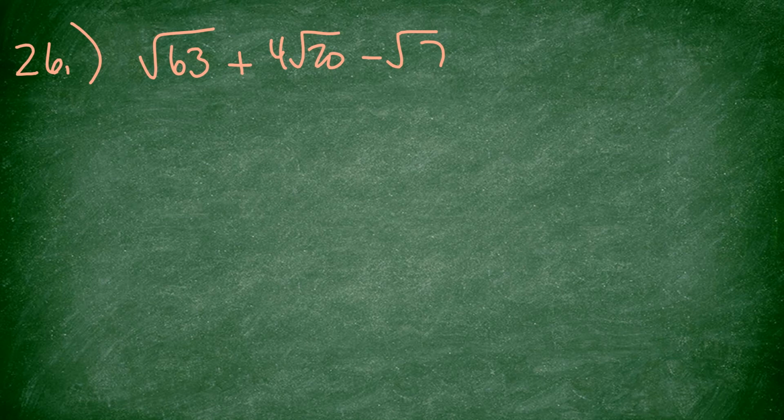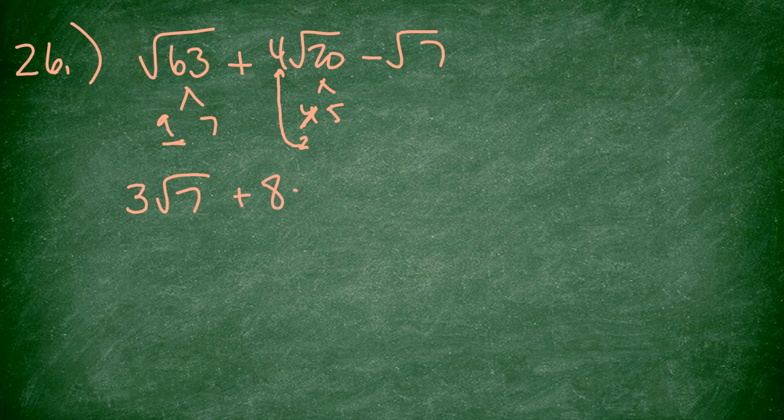Alright, so I got radical 63 plus 4 radical 20 minus radical 7. So the first thing I do is see if the radicals will match. So that's 9 times 7. 9's perfect, so this becomes 3 radical 7. This is 4 times 5. So this 4 turns into a 2. That 2 multiplies by that 4, so it becomes plus 8 radical 5 minus radical 7.